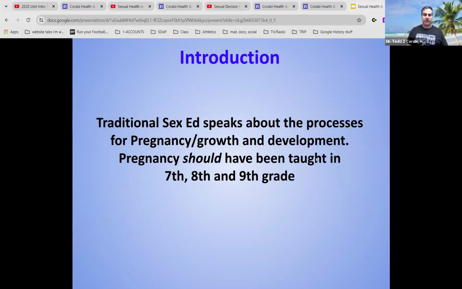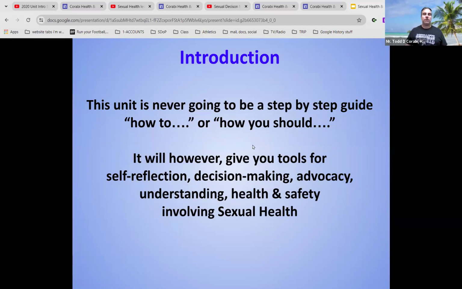As I mentioned in a previous video, traditional sex ed speaks about the processes of pregnancy and growth and development, like puberty changes and things like that. Pregnancy should have been taught in 7th, 8th, or 9th grade, and in 9th grade it could also be included in biology class, but it is not part of the general curriculum anymore for sexual health education for the 10th, 11th, and 12th grade. So we definitely have pages about pregnancy, but they need to be able to look that up on their own when the time comes. We're also never going to do a step-by-step guide of how to or how you should. It will focus, as I've mentioned, on self-reflection, decision-making, advocacy, and understanding health and safety involving sexual health.